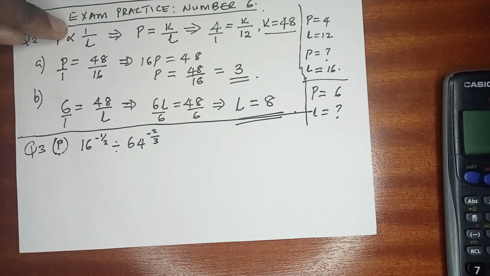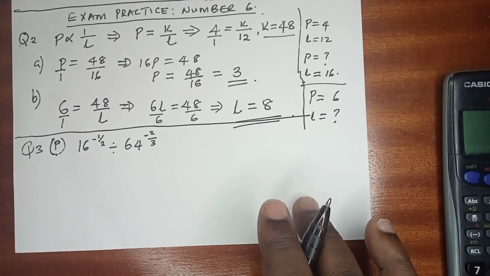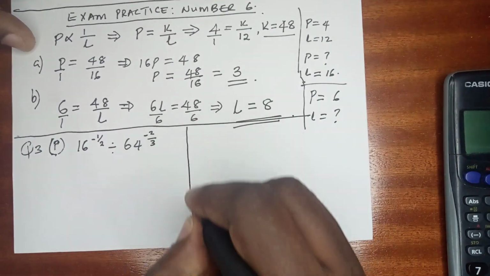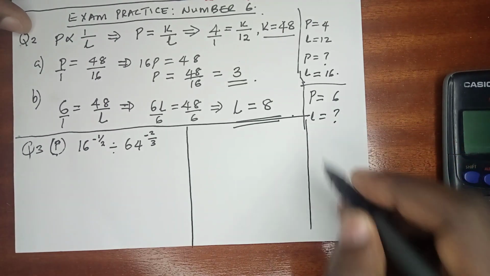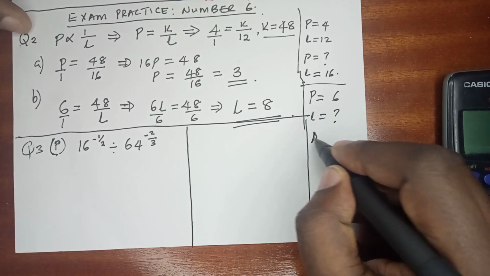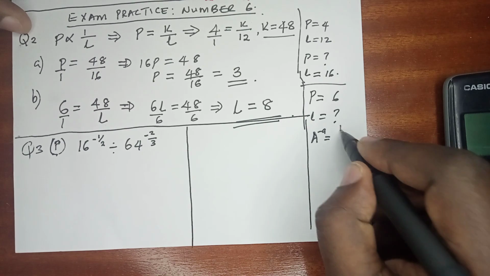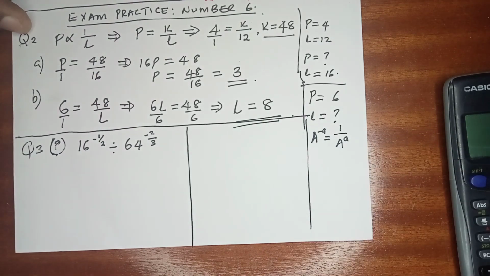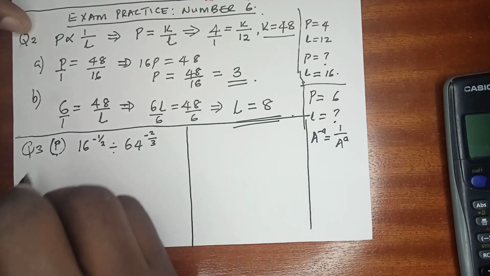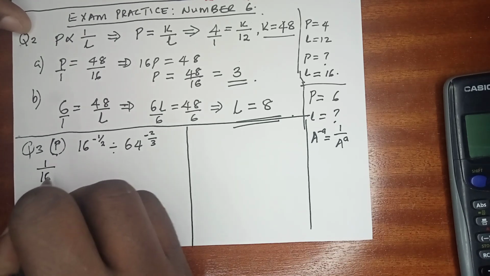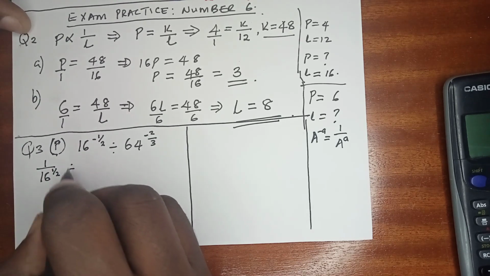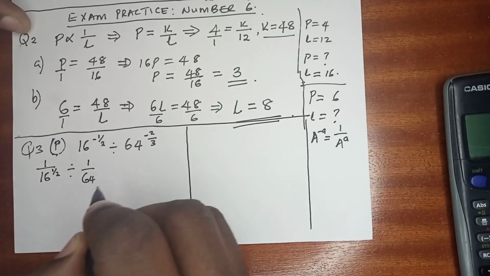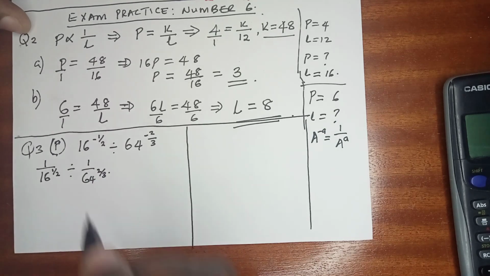And you can see these are two numbers that are being divided, but there is something common in both of them, that the indices are negative. And therefore, we will have to introduce what we know, that when we have a raised to power negative a, this is the same as 1 over a raised to power a. And it goes without saying that 1 over 16 raised to power a half, now the power becomes positive, divided by 1 over 64 raised to power 2 over 3.